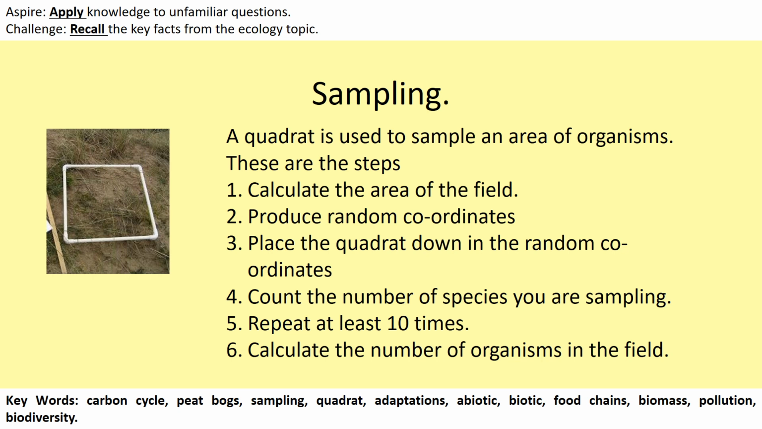First thing you've got to do is calculate the area of the field. So you would do the length of the field by the width of the field, times them together. So you've got an area. Then you need to produce random coordinates. So normally what you would do is you'd get onto your phone and ask it to produce random coordinates. There are apps that will produce random numbers between, let's say, 1 and 50, if that's how long the field was, and they would be your coordinates.